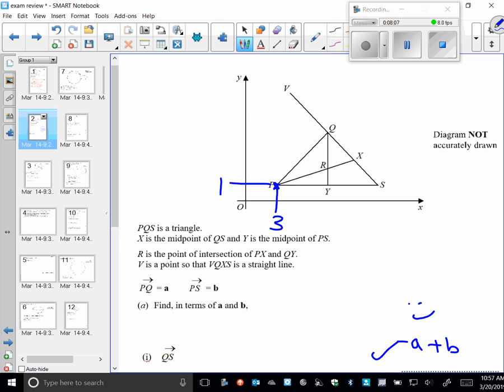Yeah, so it says like that. P has coordinates 3, 1. And you know that P to R is 2/3 of P to X, so this is like 2 and 1. And you know that PR is 4, 2.